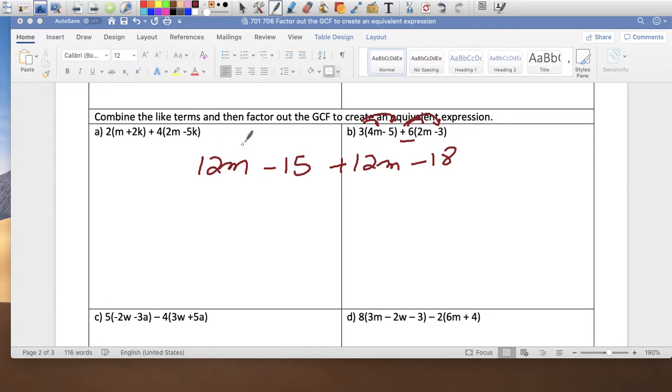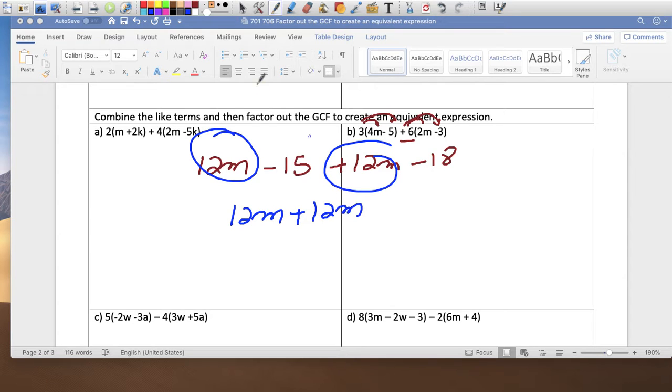Is there anybody I can combine? I can combine these two. And I get 12M plus 12M, so I'll write it down. And then on the other side, I have negative 15 and negative 18. I got 24M minus 33.